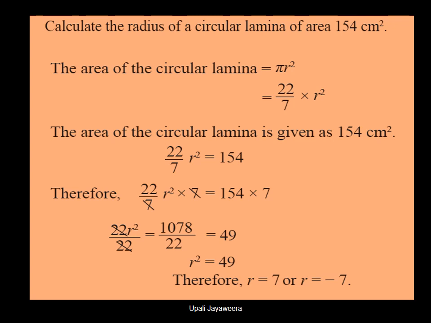The area of the circular lamina is given as 154 square centimeters. So 22 upon 7 times r squared equals 154. Then you can simplify and find r squared. R squared equals 49. So r equals square root of 49. It is 7. It is a length, so it should be a positive value. R equals 7 cm.